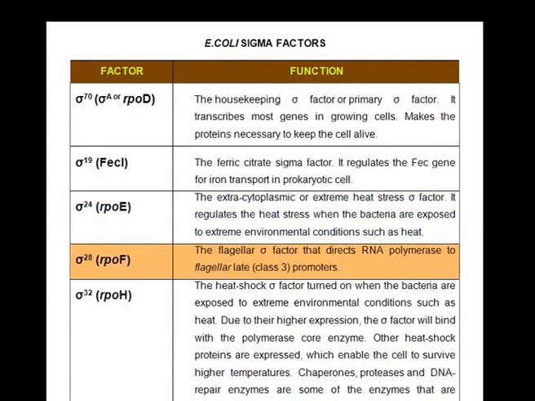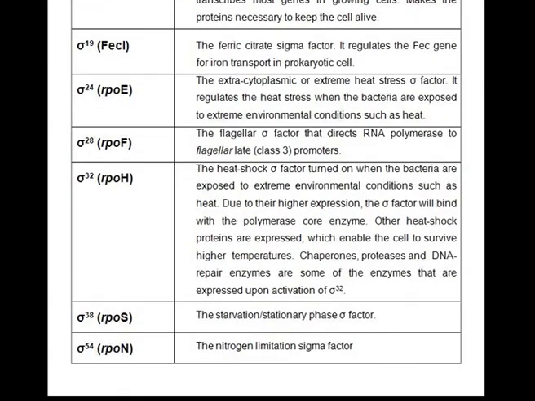Sigma 28 or RPOF, the flagellar sigma factor that directs RNA polymerase to flagellar late promoters. Sigma 32 or RPOH, the heat shock sigma factor, turned on when the bacteria are exposed to extreme environmental conditions such as heat. Due to its higher expression, the sigma factor will bind with the polymerase core enzyme. Other heat shock proteins are expressed which enable the cell to survive higher temperatures. Chaperones, proteases and DNA repair enzymes are some of the enzymes that are expressed upon activation of sigma 32.